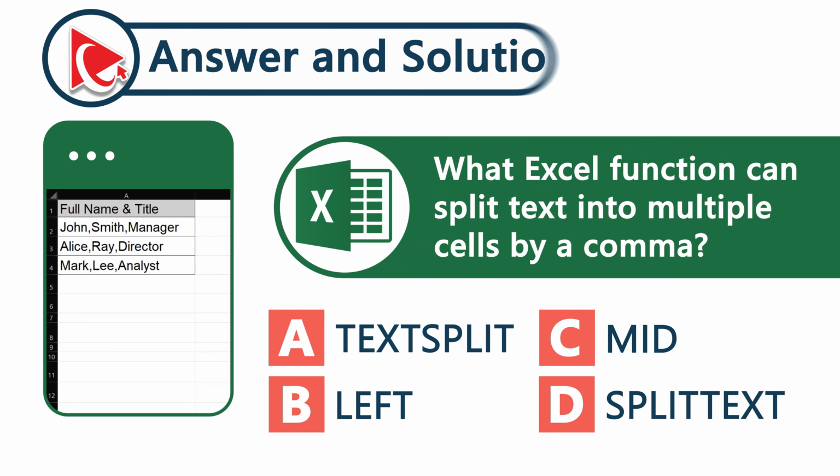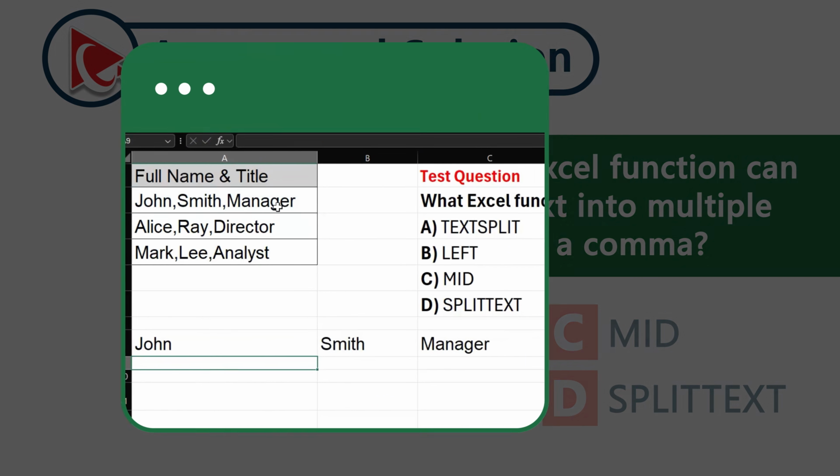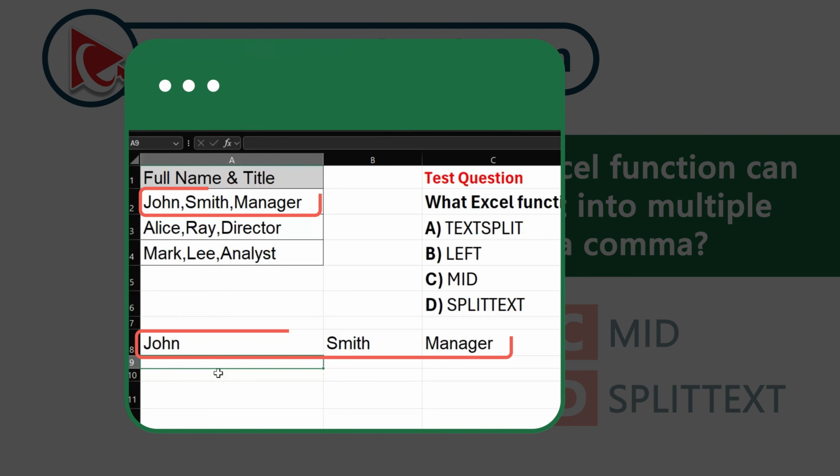As you might have guessed, the correct answer is choice A. To use it, we need to point to a cell which requires splitting, which we will use John Smith Manager, and then we need to supply corresponding values. As you can see, the values have been broken into 3 separate components.